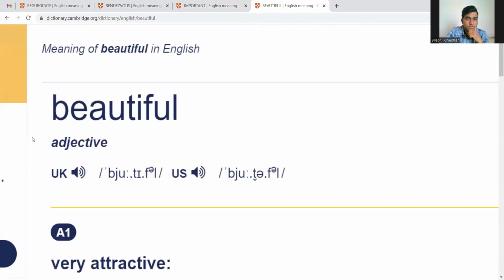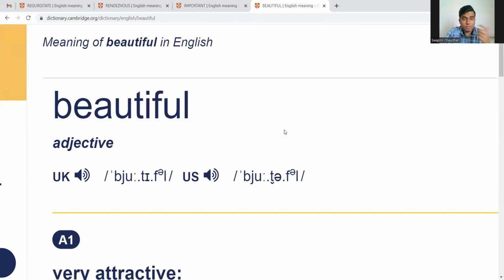All right, so you can see this word. We counted the syllables. Maybe we should do it again. See? Beautiful.